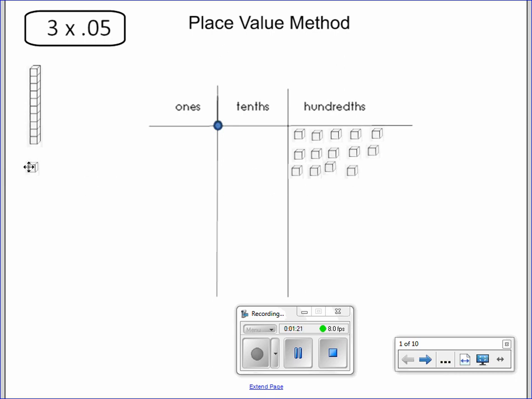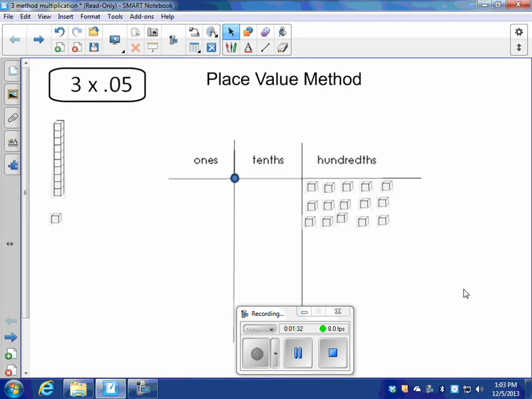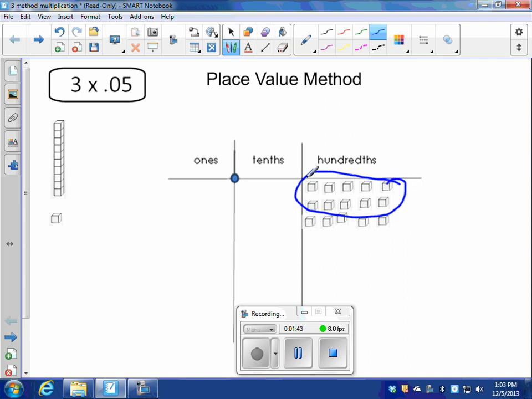So now you can see that I have a total of 15/100ths. 1, 2, 3, 4, 5, 6, 7, 8, 9, 10, 11, 12, 13, 14, 15. A better way of showing 15/100ths would be to take 10 of these hundredths, and I'm going to carry them over, and I'm going to turn them into a tenth. So now you can see I have 1/10 and 5/100ths. So my answer would be 15/100ths.